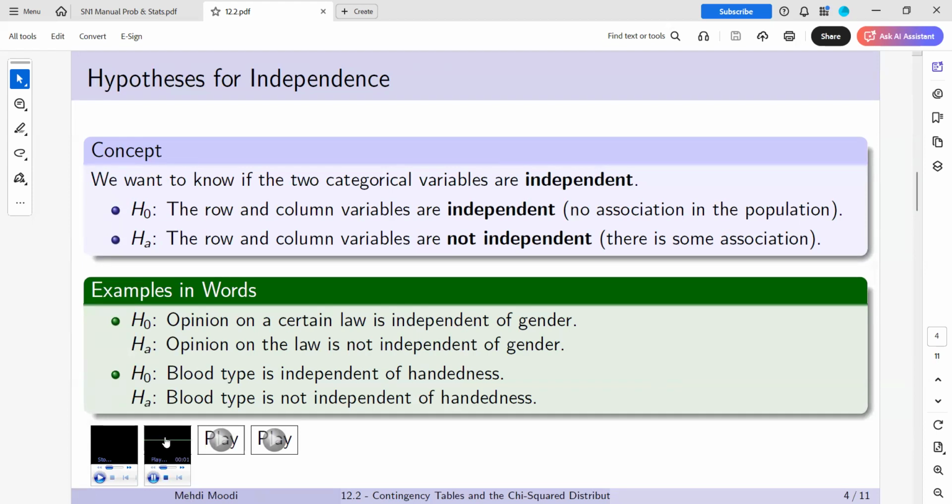When we say two categorical variables are dependent or associated, we just mean knowing one of them helps you guess the other with better precision. If every row has the same pattern of percentages, there is no help at all. That's independence. If the percentages change from row to row, there is some association.